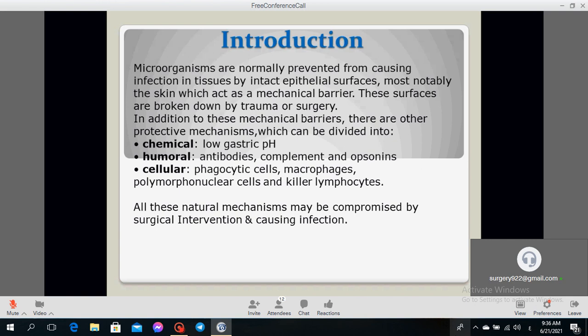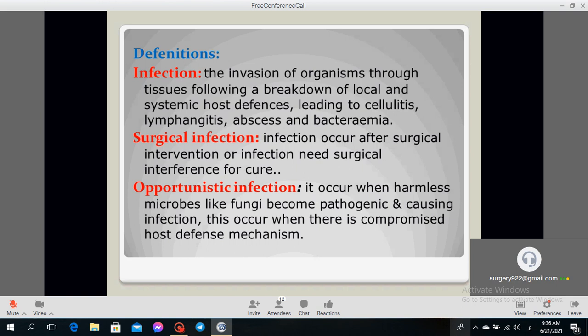We have definitions. What is the meaning of infection? What is the meaning of surgical infection? And what is the meaning of opportunistic infection? Infection is an invasion of organism through a tissue following a breakdown of local and systemic host defense, مثل ما قلناها قبل شوية, leading to cellulitis or lymphangitis, abscess and bacteremia. This is in sequence. Cellulitis, lymphangitis, واحدة منهم قد تكون. After that it progressed to abscess and then bacteremia if left untreated.